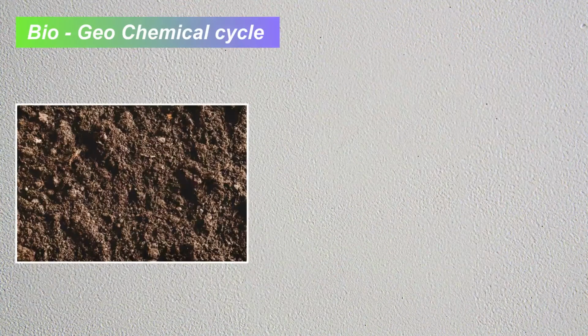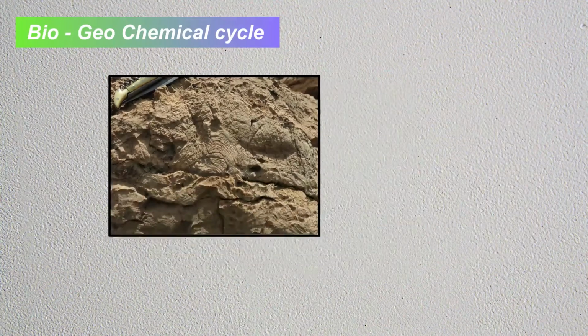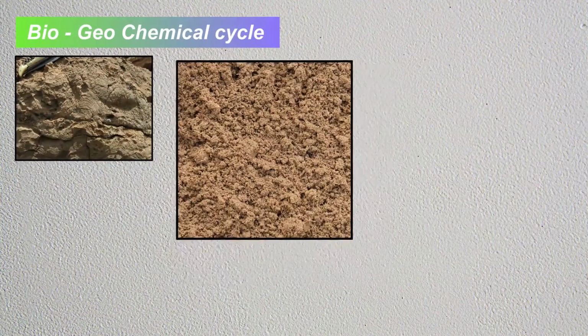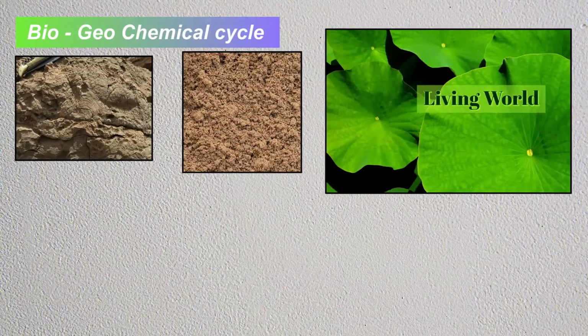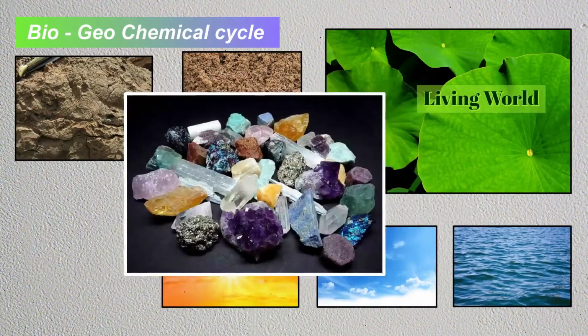This soil is moist and contains the heat of the sun. Microorganisms along with vegetative growth take place here. The rocks present on Earth get transformed into soil, which gave rise to the living world. The living world starts growing due to water present on Earth, air, sunlight and minerals in the soil.